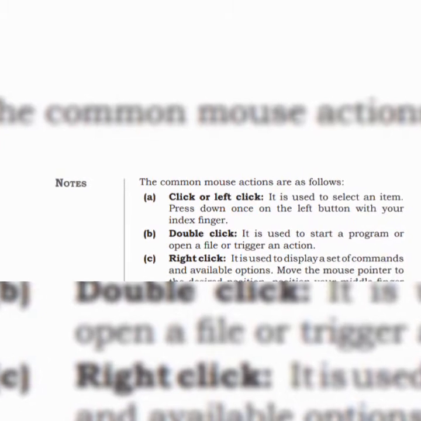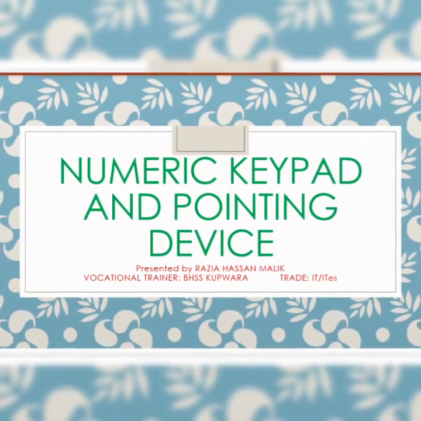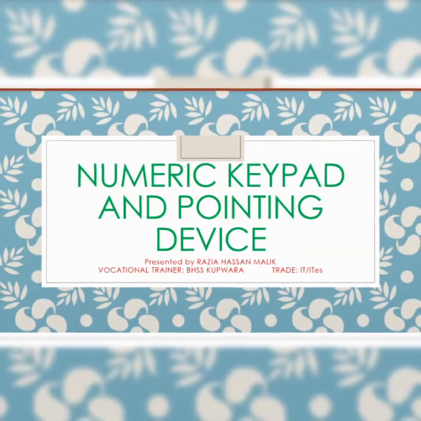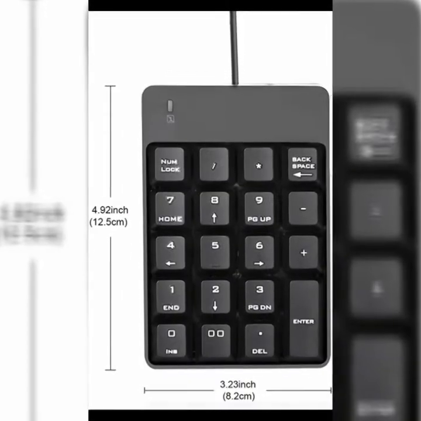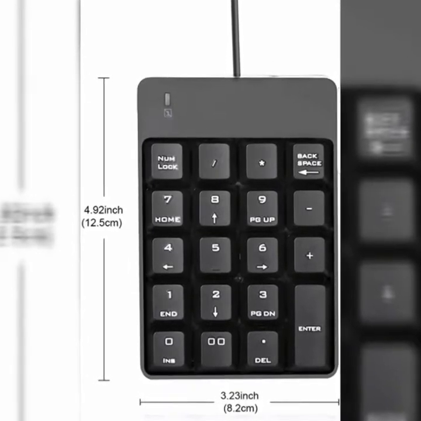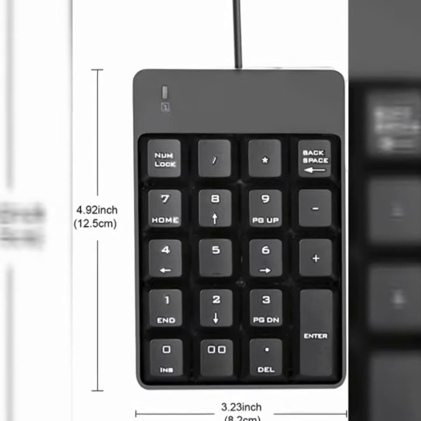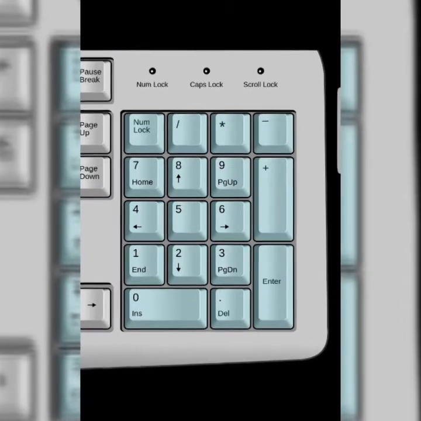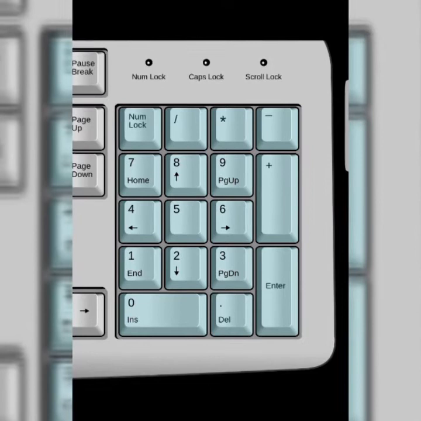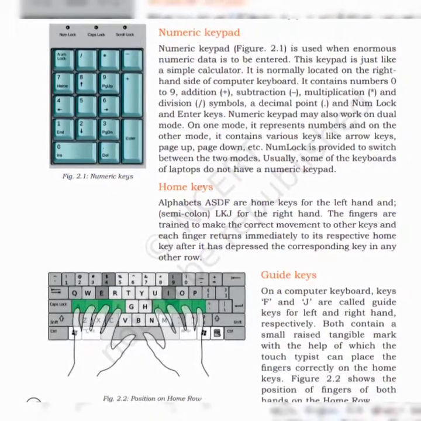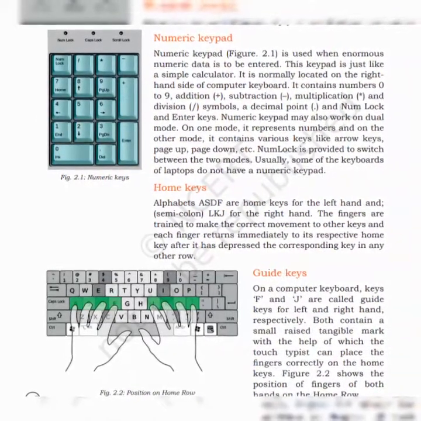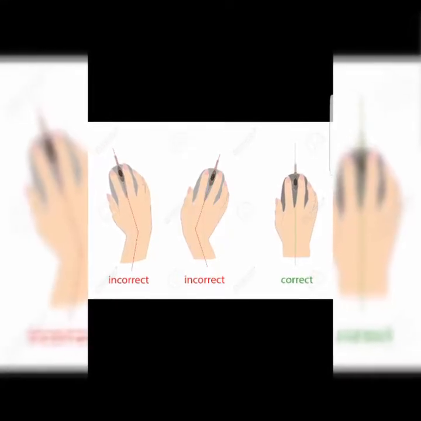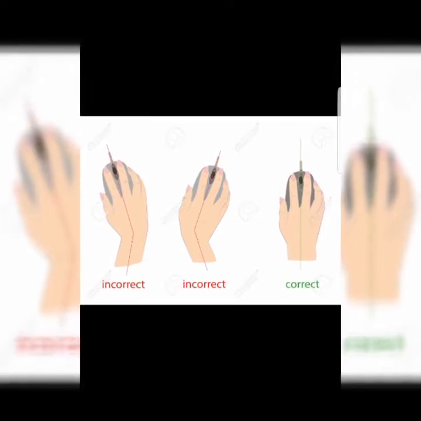Now I told you in the previous lecture that we'll go through the numeric keypad in the next lecture. Now today's topic is the numeric keypad. The numeric keypad is used when enormous numeric data is to be entered, that is when we have a lot of numbers to enter. It has numbers from 0 to 9, and it also has some symbols: addition, subtraction, multiplication, division, the point, numlock and the enter key.